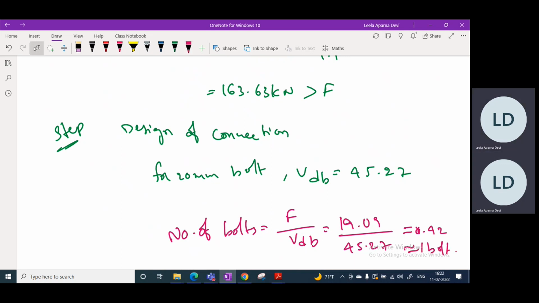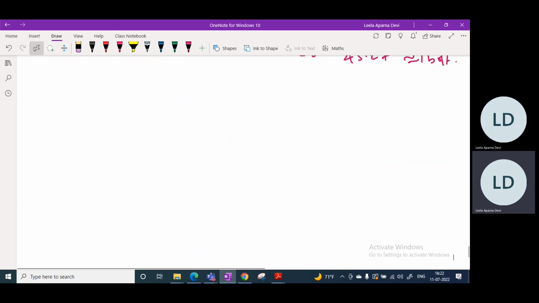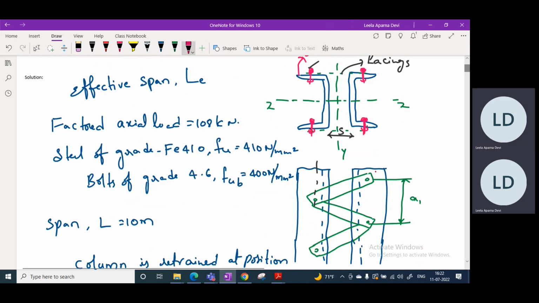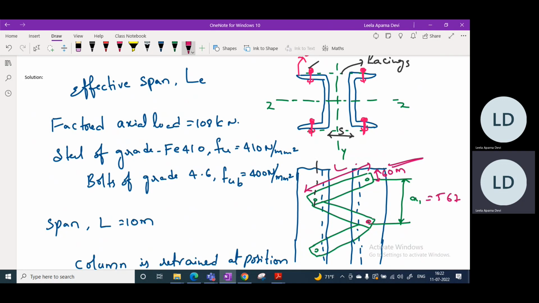So this is the overall design of the lacing system. Now this is our final lacing system. These dimensions are 60 mm, this length is calculated, this spacing is 567, and one bolt is sufficient. So the final design diagram will be this one. So this is a design problem. Thank you.